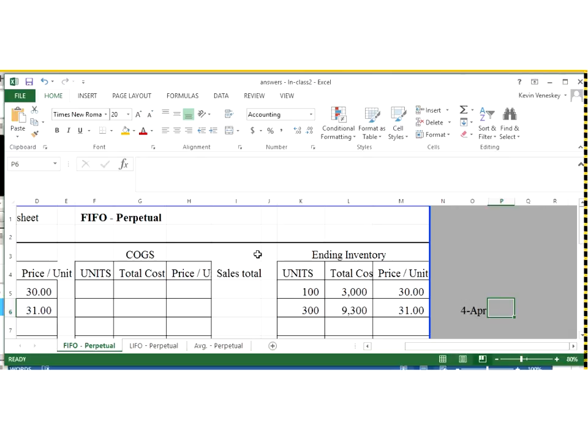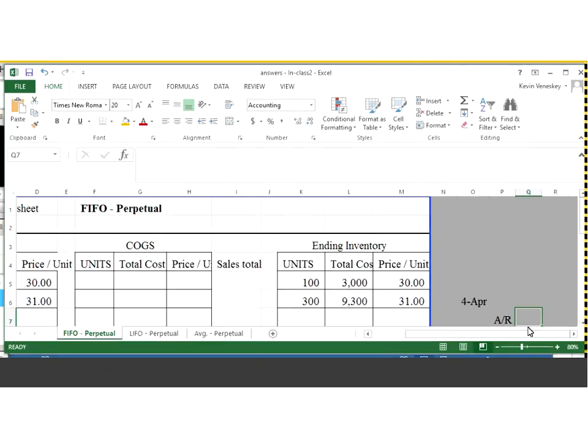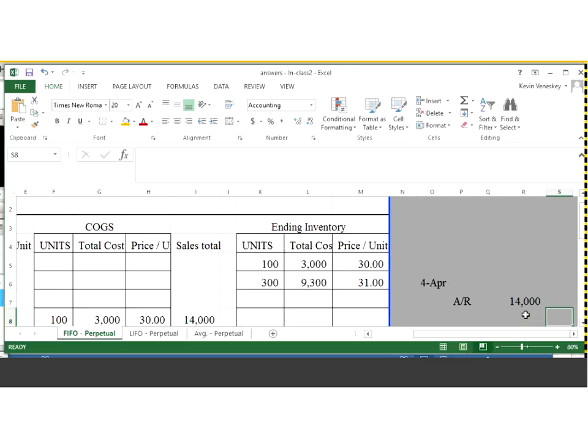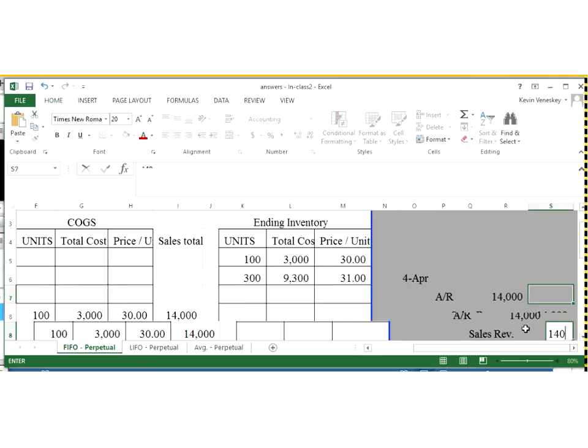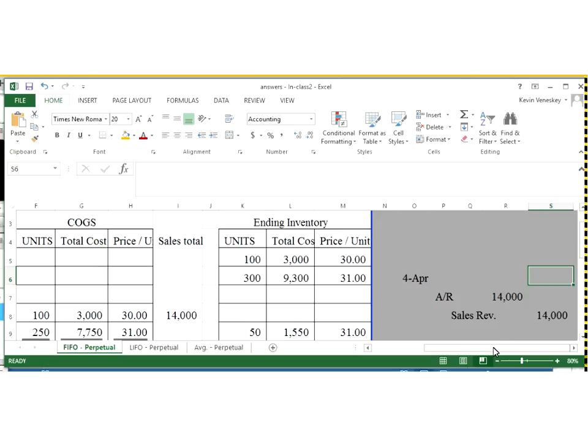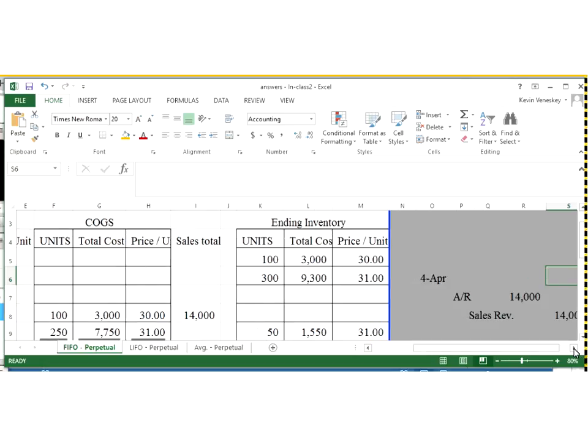So on 4/4, I know what the first entry is going to be. Let's say I sold them on account. Doesn't matter who it's to. Let's bring it down the line. Accounts receivable, and real quickly I'm going to peek and see what it was. 14,000. I sold for 14,000. And then I need to credit my sales revenue. Now we're keeping this one very simple. We're not going to show any tax at this point. But this is how it would look.